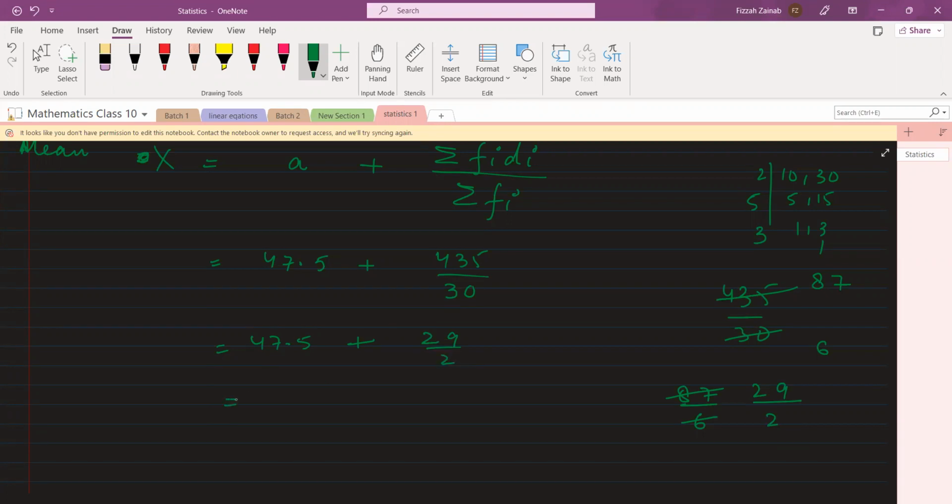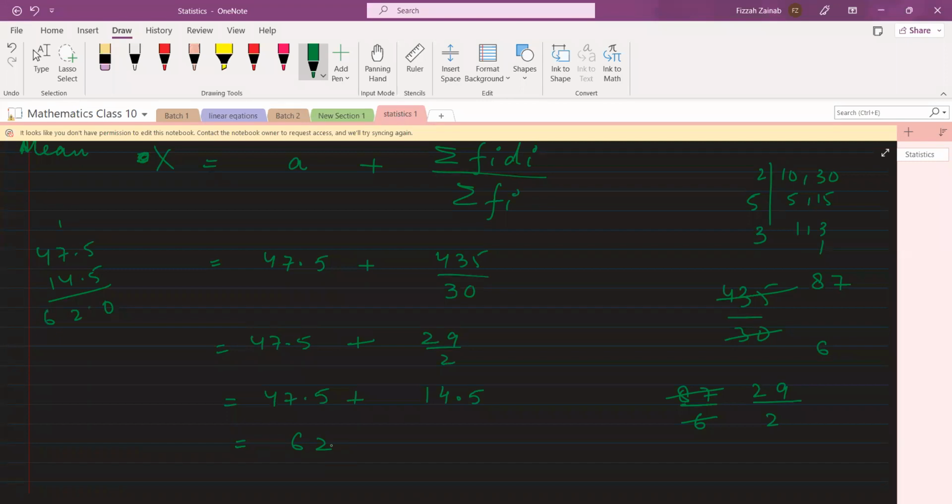So this you can just divide by 2 instead of taking LCM. So 29 by 2 is 14.5. Then you can add it. Do it separately to avoid mistakes. 5 and 5, 0, carry 1. This is 11 and 1, 12. So the answer is 62.